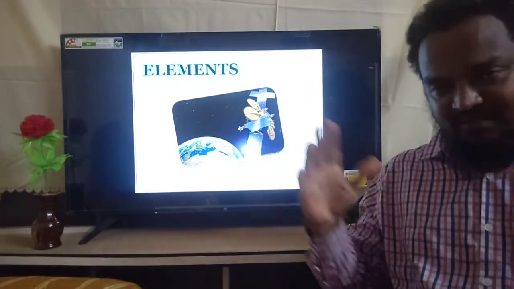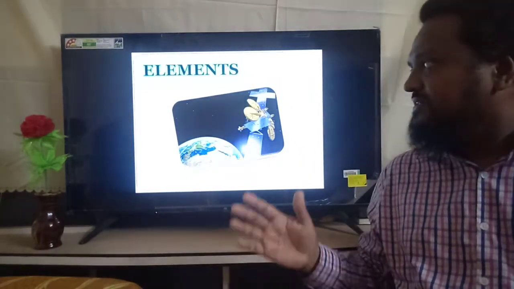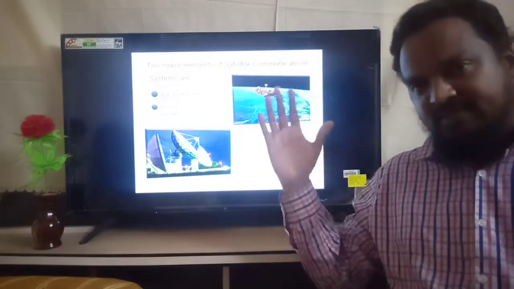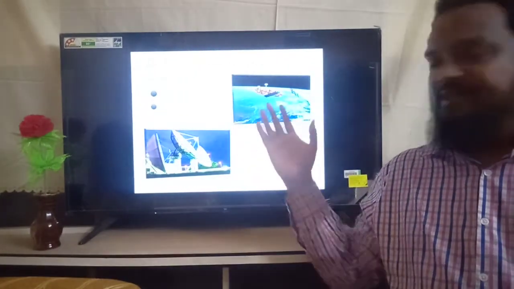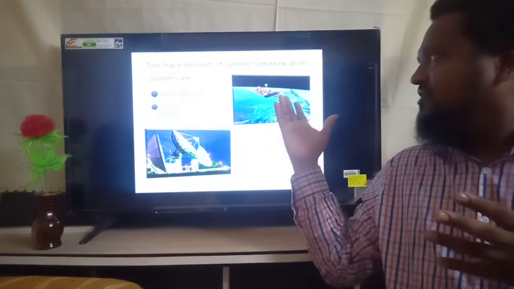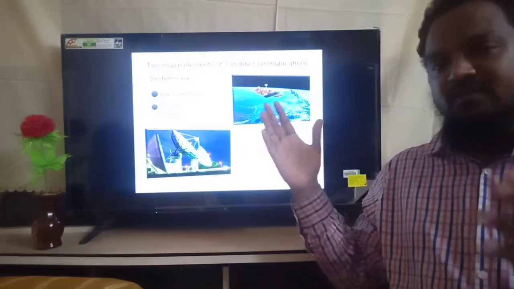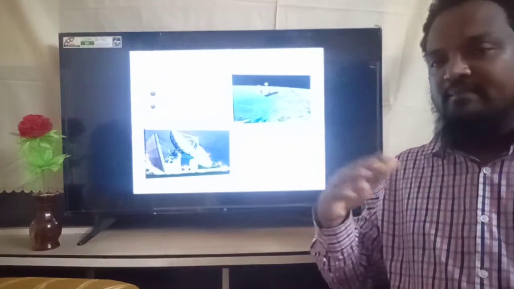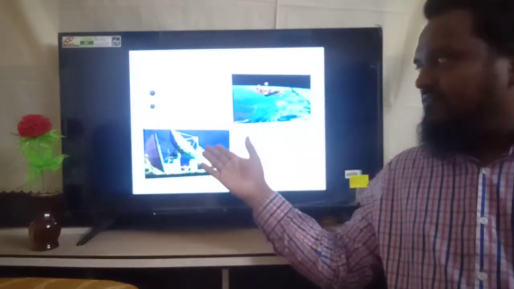Elements. Now we'll see what the different elements of satellite communication are. It is basically divided into two major parts. The first one is the space segment. A space segment consists of the satellite, having its own electrical system, its own transponder, and its own mechanical system. The second one is the ground segment.